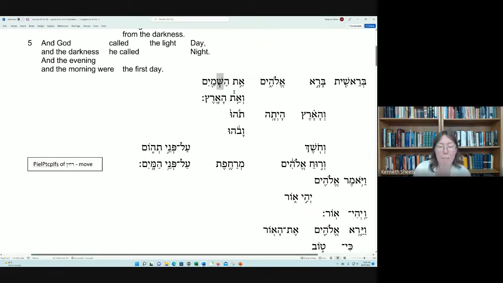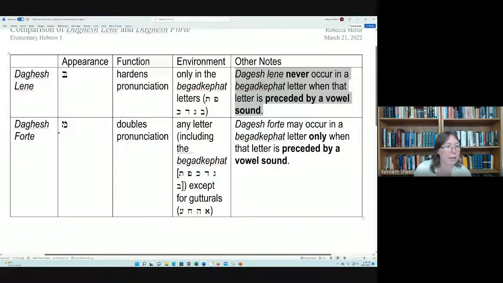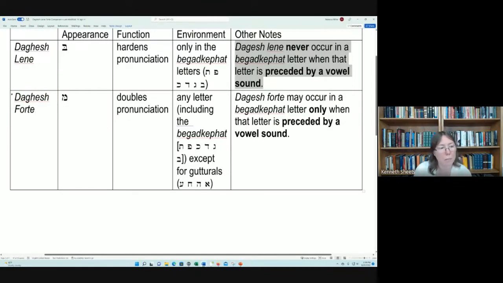That's because that particular dot is not the dagesh lene. It is actually what we call the dagesh forte, and that is where this second row comes into play here. So we have a dagesh forte here. The dagesh forte looks exactly like the dagesh lene in that it is a dot that occurs in the middle of the consonant. But instead of hardening the pronunciation, what the dagesh forte does is it doubles the pronunciation. It doubles the consonant.